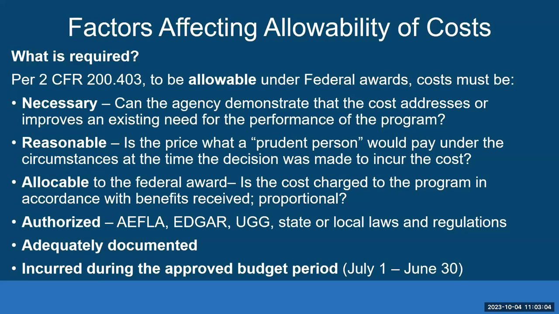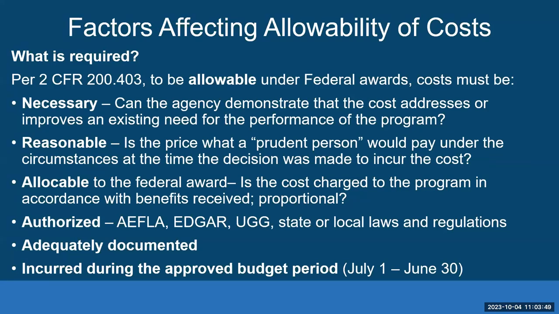Adequately documented. So that basically goes without saying. It's that documentation that includes the planning. It includes the purchase order, evidence of approval, and again, the collaboration between fiscal and program. And last one, incurred during the approved budget period. Again, the window to spend or obligate the funds is between July 1st and June 30th.